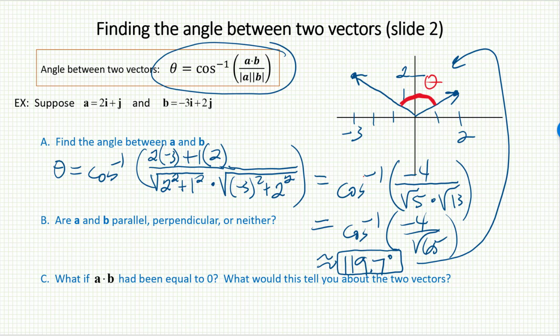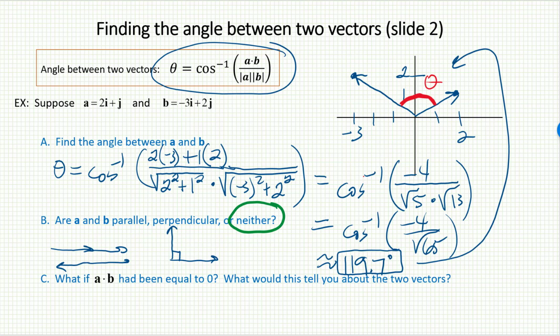Okay, here's a couple of follow-up questions. Vectors A and B, are they parallel to each other? Are they perpendicular, or are they neither? Well, I hope you can pretty quickly see that they are neither. They're not parallel or perpendicular. Parallel vectors would mean they run along the same direction, either literally the same direction or in the opposite direction, meaning the angle between them would be either 0 degrees or 180 degrees. Perpendicular, obviously, the angle between them would be 90 degrees. Well, since I didn't get 0 or 180 or 90, I don't have any special relationship.